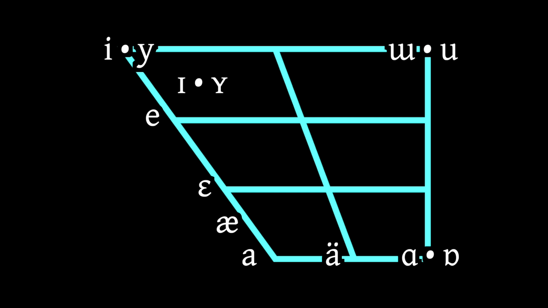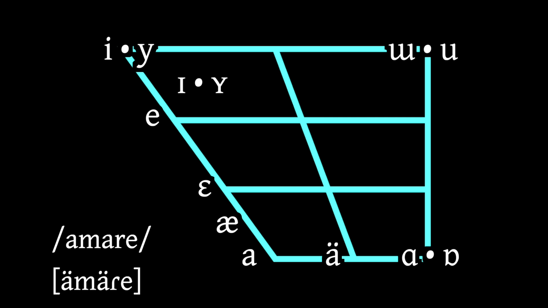Well, they're not really cutting corners. They're just using simplified conventions, like writing the normal letter R in amare instead of the alveolar tap, which is the actual sound that it makes, even though phonemically it doesn't matter.